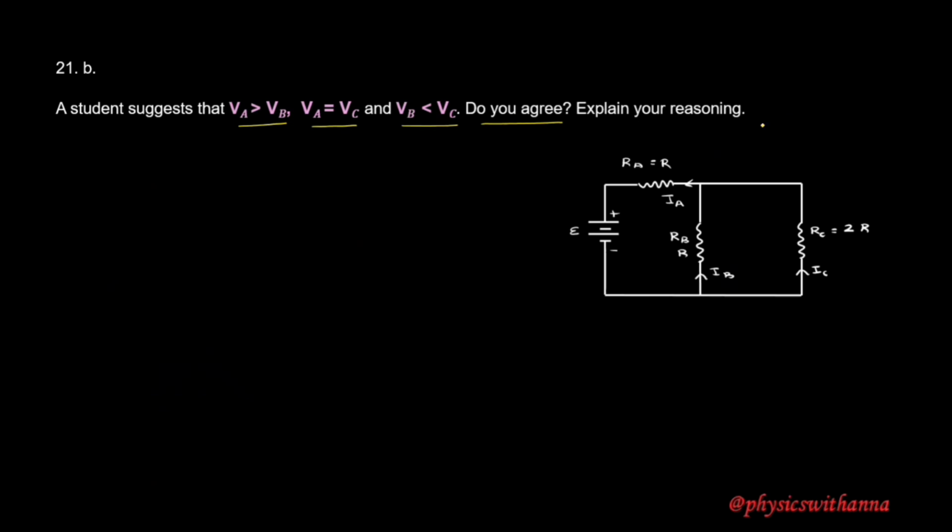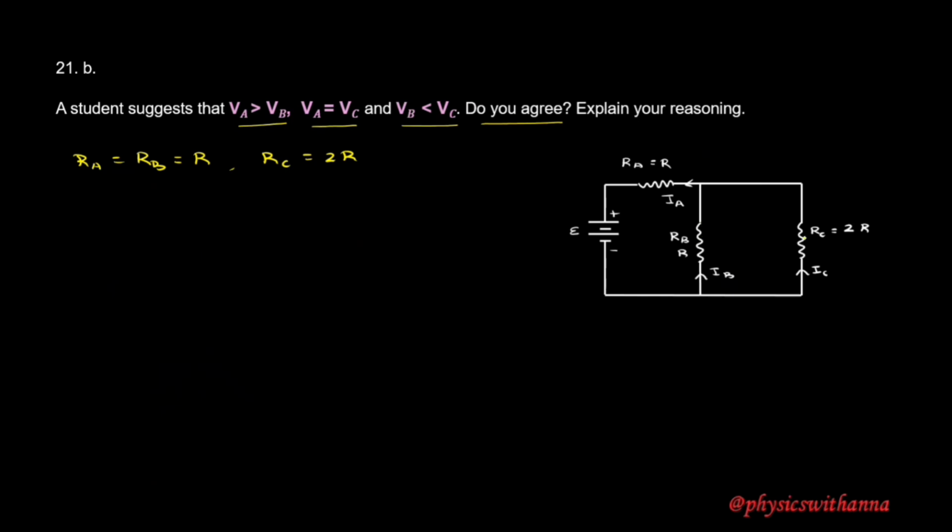Explain your reasoning. So here in this circuit, we have three resistors, RA, RB, and RC. RA is equal to RB. They both have the same resistance R, whereas RC has a resistance of 2 times R. The distribution of current is shown in the figure. And we need to compare the potential difference across each of these resistors and verify with the student.